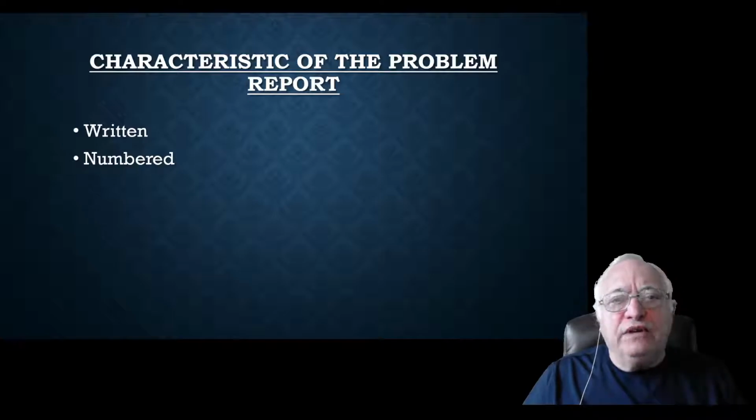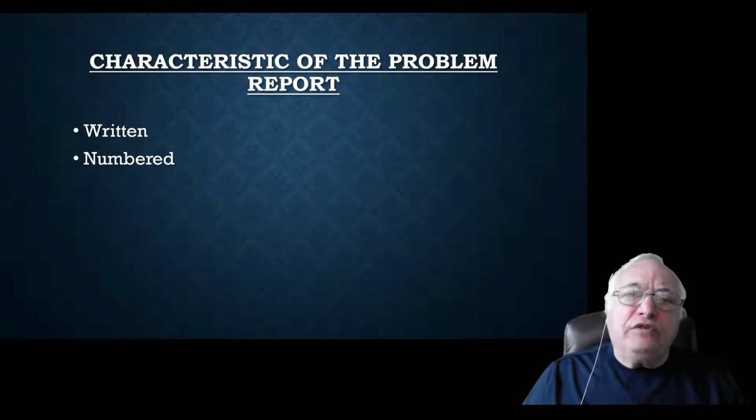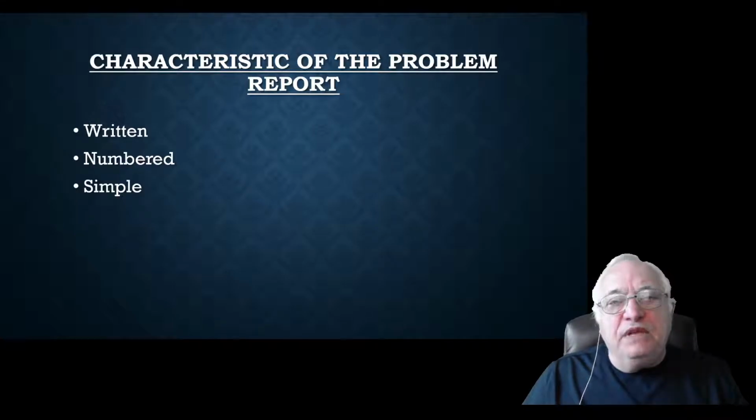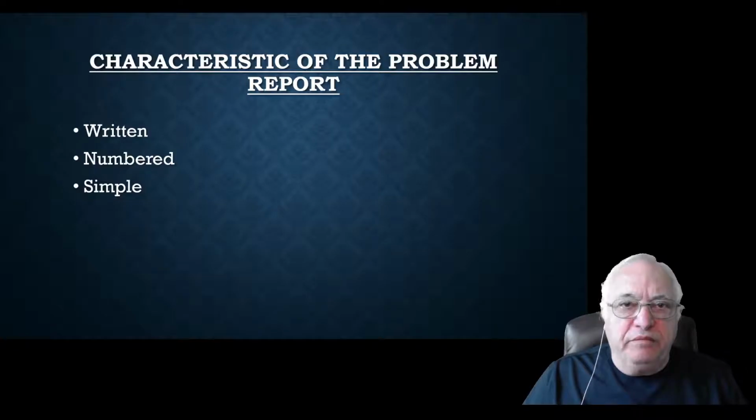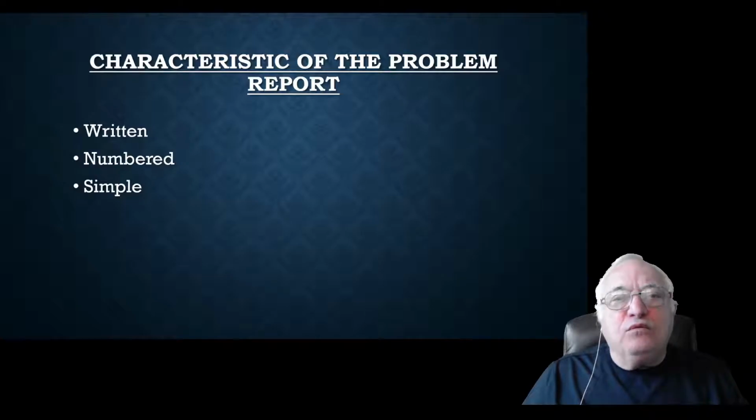Then it has to be numbered, because once a report is open, it has to be under configuration control. It has to be simple. By simple, I mean that you put in one error per problem report. Don't add more than one, because what usually happens is you put two errors in a problem report, then one gets fixed, one doesn't, and the problem report is closed and one of the errors stays open. So just keep it simple.